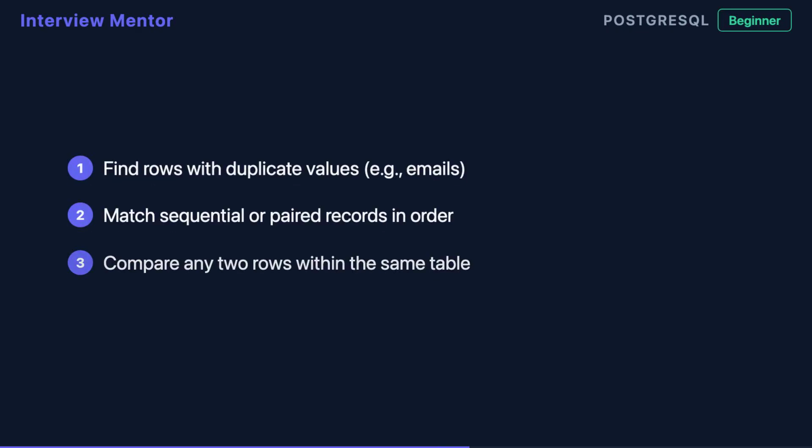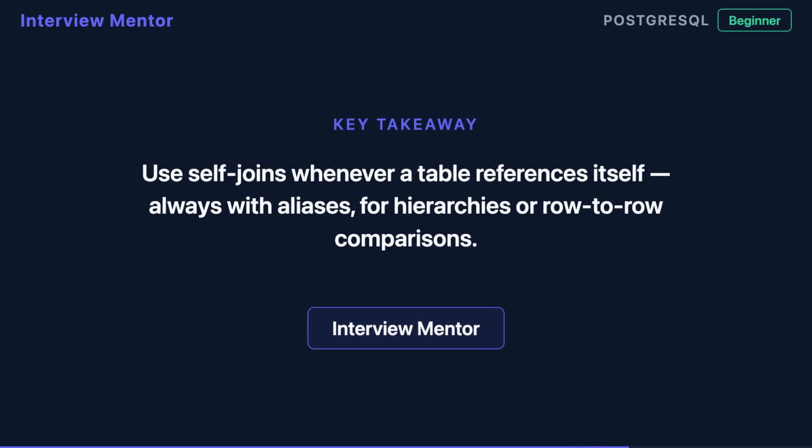The second major use case is comparing rows within the same table. You might need to find customers who placed orders on the same day, detect duplicate email addresses, or match each event to the one before it. Whenever the relationship you need exists between 2 rows of the same table, a self-join is the tool to reach for. Self-joins let a table reference itself.